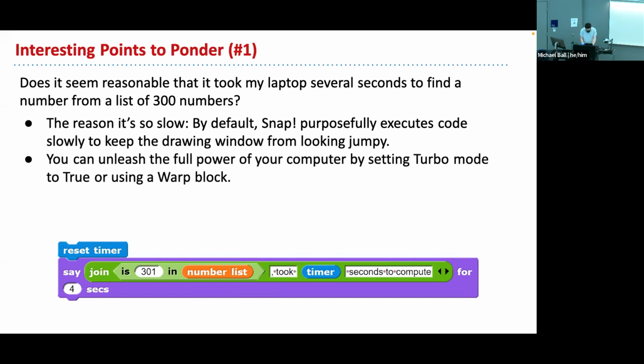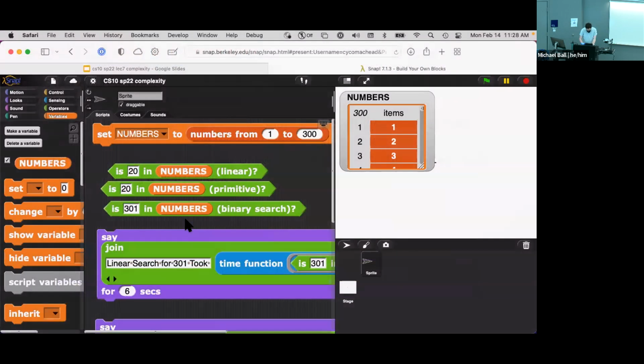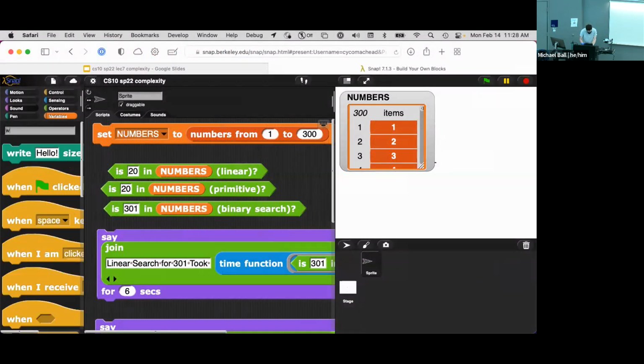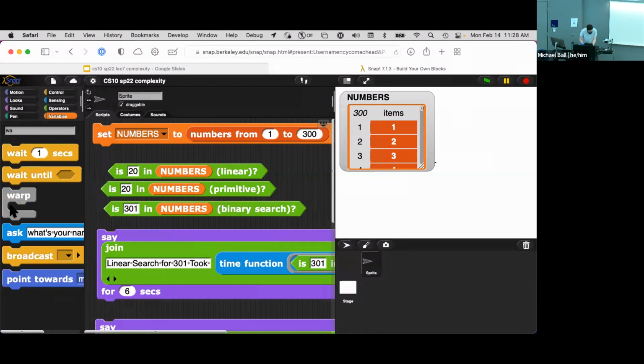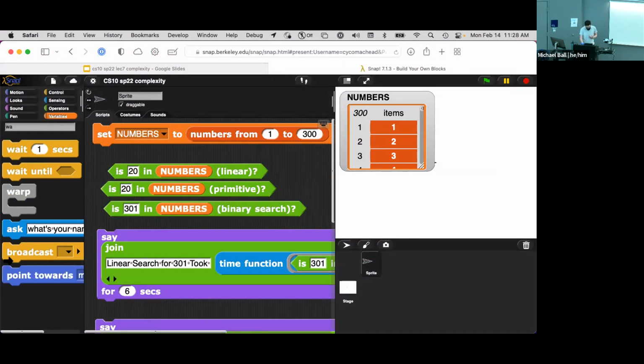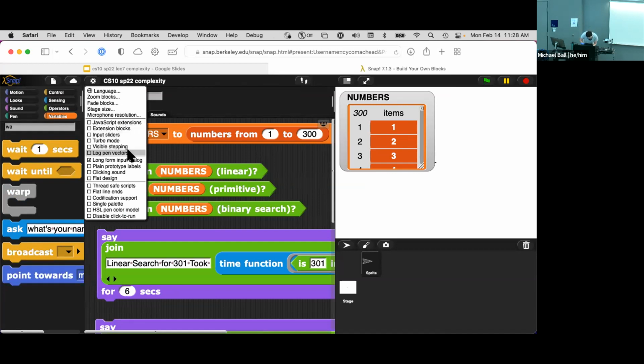And in Snap, I'm not going to go into all the details, but there are just a couple blocks that are worth knowing. If you want to see how things get sped up, there's this block called warp, and warp tells Snap, hey, I'm not doing much drawing, so really speed this up, make it go as fast as possible. Don't slow any code down.